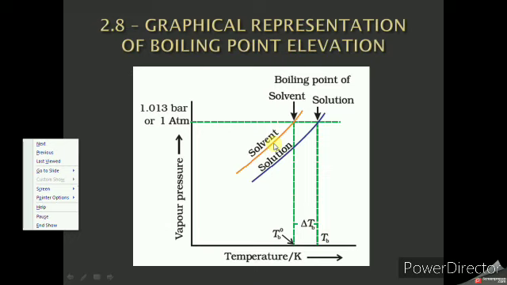So this solvent line is AB. The vapor pressure temperature curve of the solution is CD here, and it lies below the solvent line, here A and here B. Okay, so the difference between the two vapor pressures increases as temperature increases, as predicted by the equation delta P is equal to x2 into PA0.